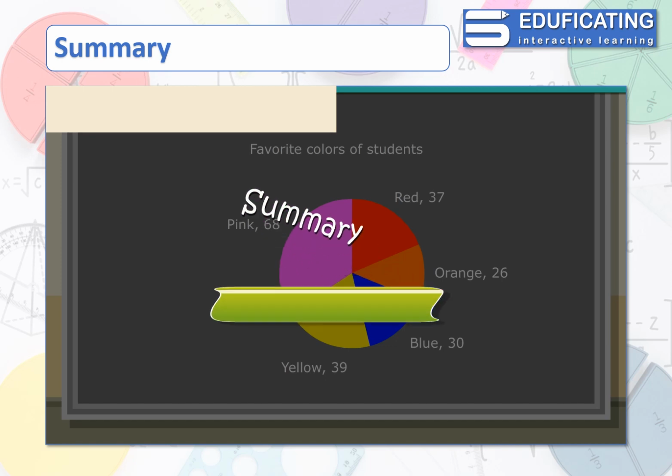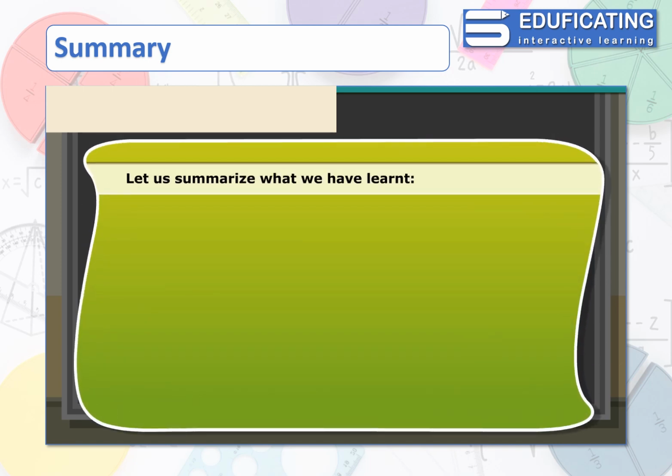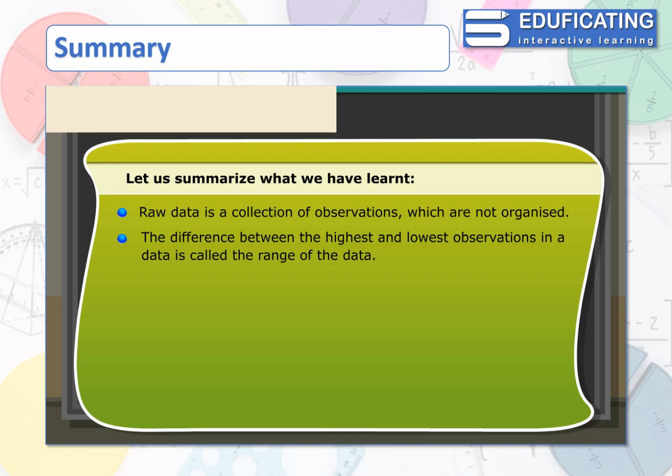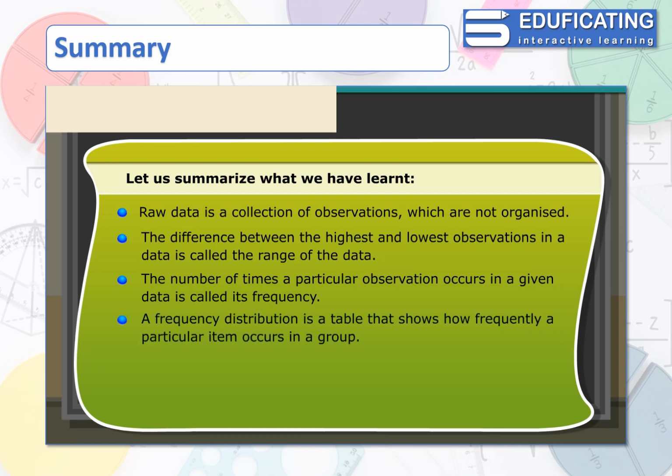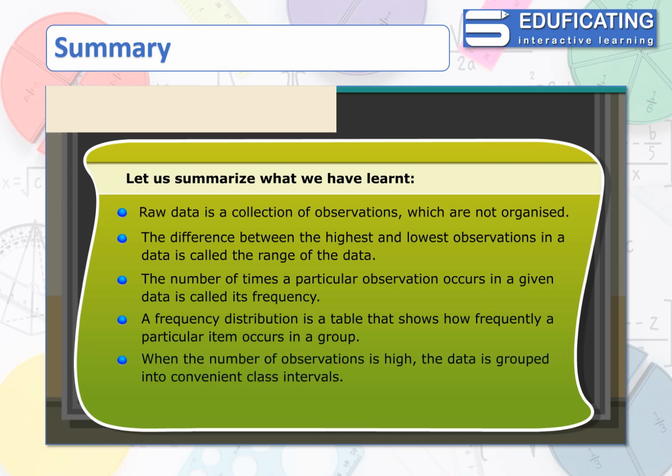Summary. Let us summarize what we have learned. Raw data is a collection of observations which are not organized. The difference between the highest and lowest observations in a data is called the range of the data. The number of times a particular observation occurs in a given data is called its frequency. A frequency distribution is a table that shows how frequently a particular item occurs in a group. When the number of observations is high, the data is grouped into convenient class intervals.